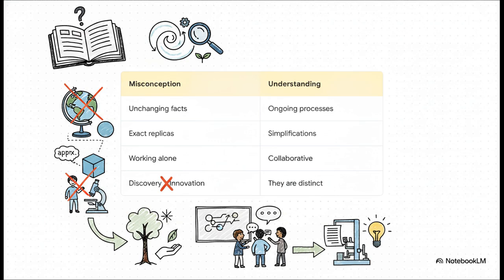They might think models are exact replicas. Well, we need to remind them that they're simplifications with real limitations. They often picture scientists working all alone in a dark lab, right? We need to show them that science is incredibly social. They collaborate, they argue, they discuss.